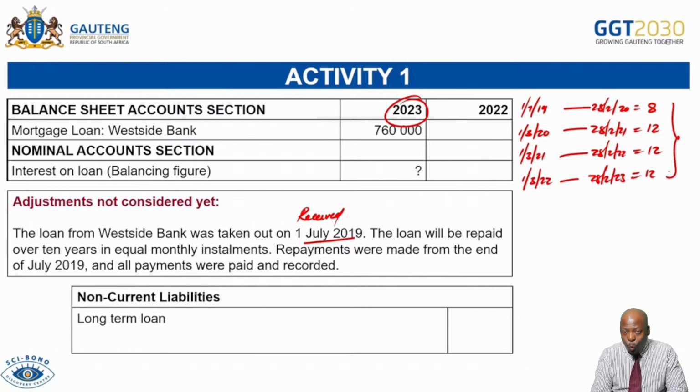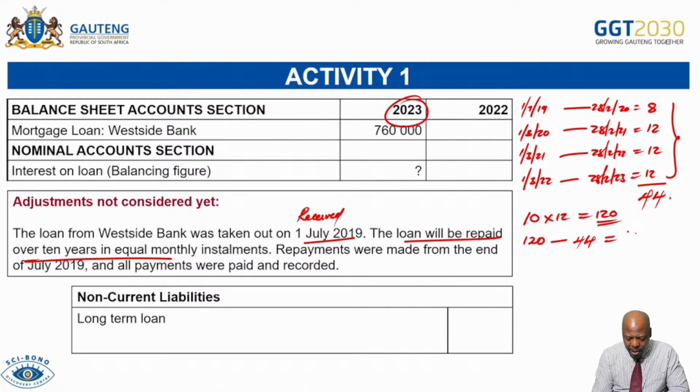So in total, you want to know how many months have we paid. If you add these months, you get your 44 months. But we are told that the loan is to be repaid over 10 years in equal monthly installments. So it's 10 years and each year is 12 months. That means we must pay 120 monthly installments. So out of the 120 monthly installments, we've already done 44. That means we are owing 76 monthly installments.